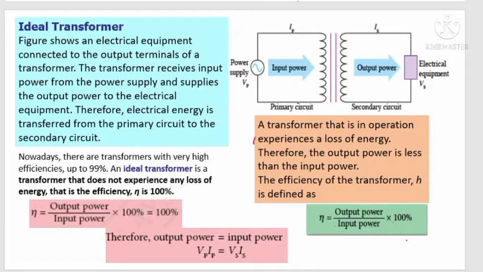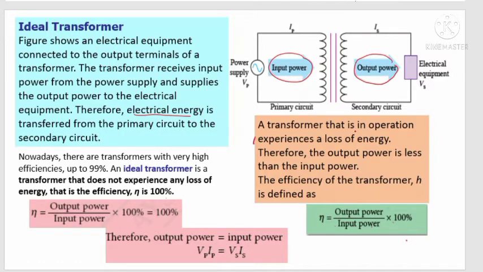The figure here shows electrical equipment connected to the output terminal of the transformer. Let's say this part connects to any electrical equipment. The transformer receives input power from the power supply and supplies output power to the electrical equipment. Therefore, electrical energy is transferred from the primary circuit to the secondary circuit. So from here you can see this is the input power and then it will produce output power here.